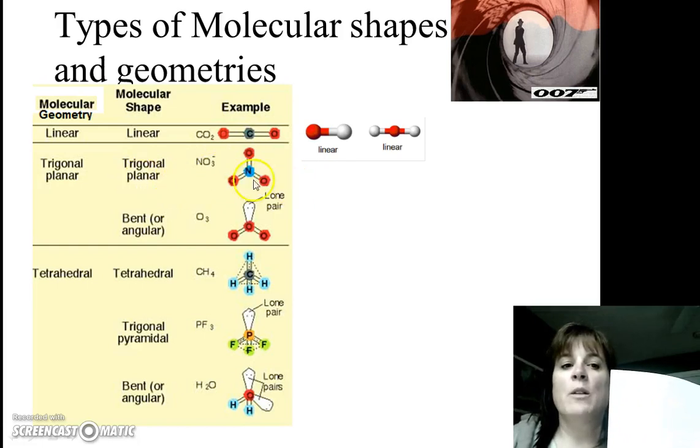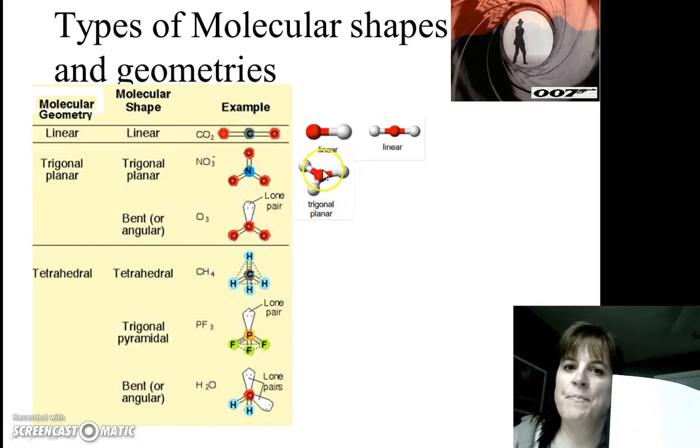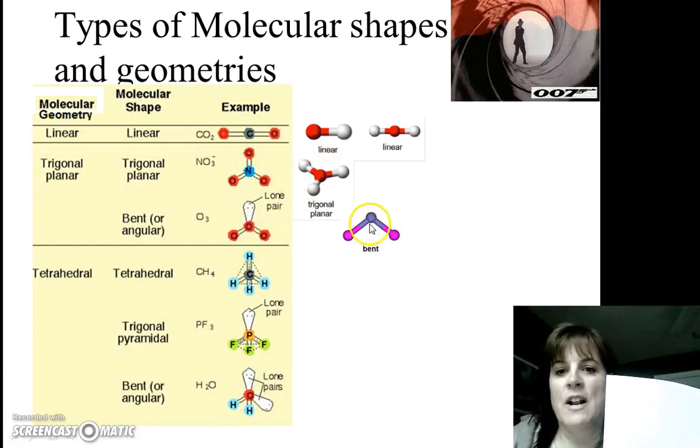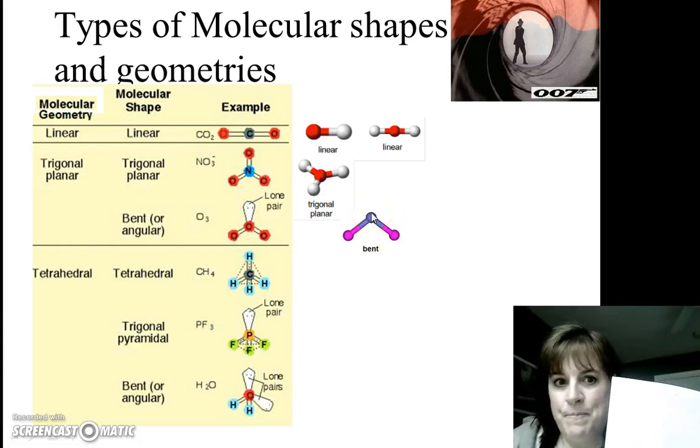Something that's trigonal planar, all the atoms are in bonds, and in 3D it looks like this. If it's bent, that means that one of these groups is actually just a lone pair of electrons. And so we don't draw that when we talk about shapes, we kind of ignore those in our shape. So that's why we call this shape bent.